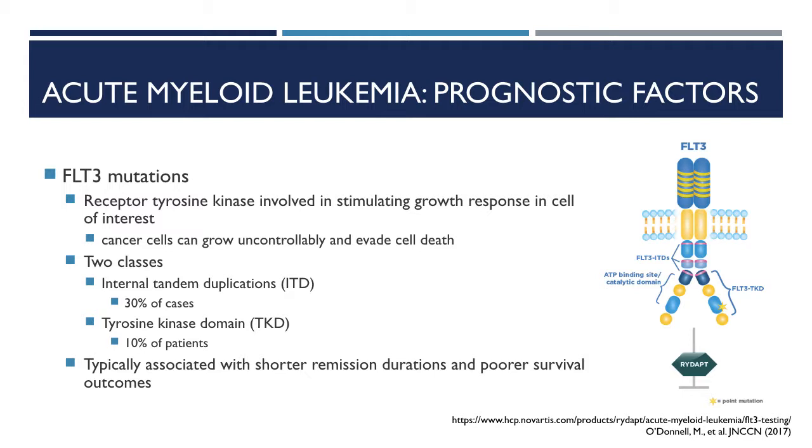Then we'll have our FLT3 mutation. This is a poor prognostic factor. FLT3 is a receptor tyrosine kinase, and it's involved in stimulating growth response within certain cells. So it helps our cancer cells grow uncontrollably and to evade cell death. And there are two different types. You have your more common internal tandem duplication, and then the less common tyrosine kinase domain, and you can see where those are located on the image to the right. Patients with FLT3 mutations typically have shorter remission durations and poor survival outcomes.